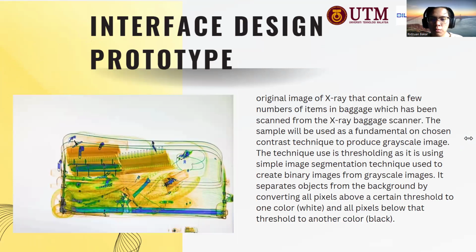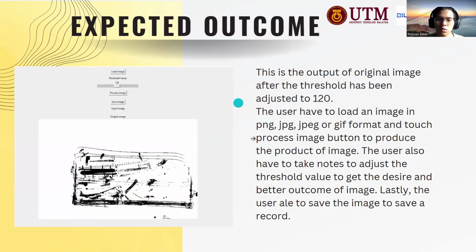This is the interface design based on the prototype, which was already done in PSM1. As you can see here, this is the original sample of the SRI image, and there is not much difference in PSM2, where the original image is also a color SRI image, where the main purpose is to change the color image into grayscale form. Next is the expected outcome based on the original image of the prototype.